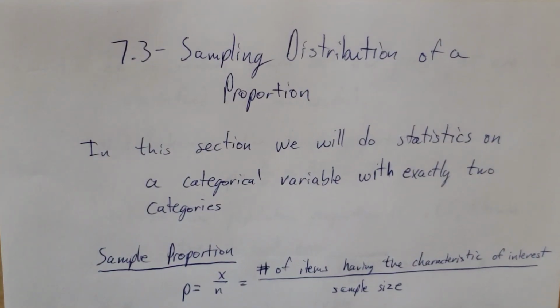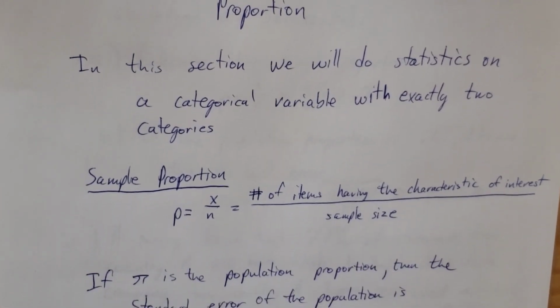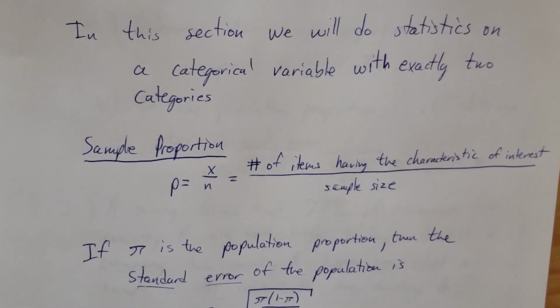In this video, we're going to cover the sampling distribution of a proportion. In this section, we'll do statistics on a categorical variable with exactly 2 categories. So, if that happens, we have a few definitions and formulas related to that.